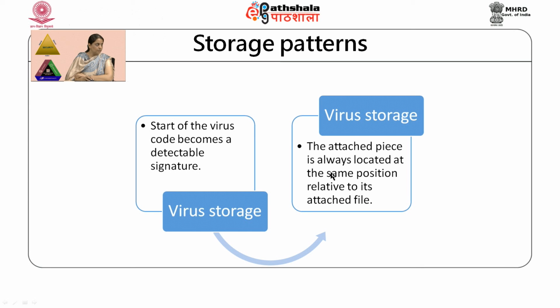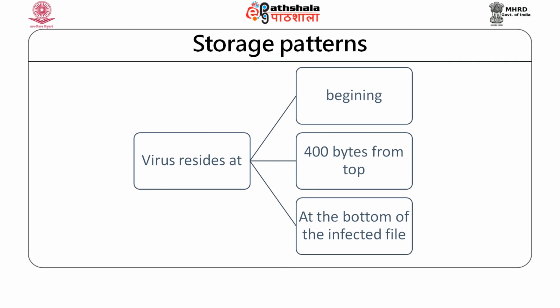The attached piece is always located at the same position relative to its attached file. As in the previous module, I have shown how a virus attaches itself to a program. This slide says the virus always attaches itself to a fixed location. Where does the virus reside? Sometimes at the beginning, sometimes 400 bytes from the top, not necessarily 400 bytes, it is just an example. It may be n bytes from the top or at the bottom of the infected file. These are just sample positions of the virus.